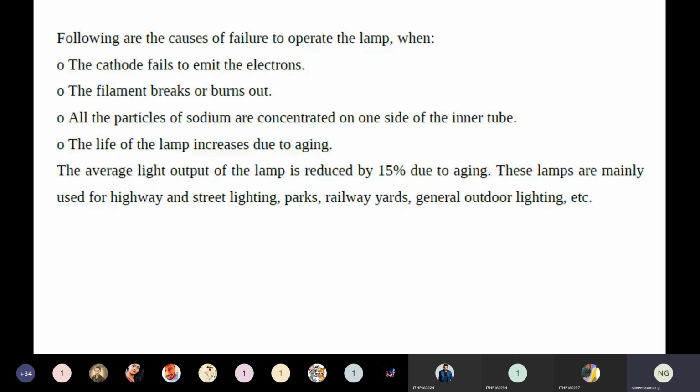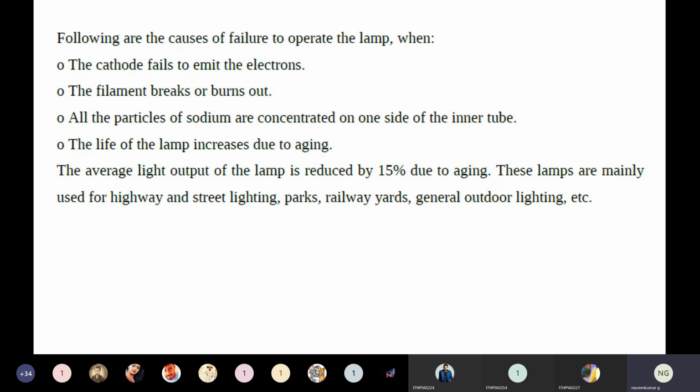You are getting the lamp output properly, otherwise it will fail. And the life of the lamp decreases due to aging. The average light output of the lamp is reduced by 15% on average due to aging. As years go by, the lamp efficiency reduces. So these are all the causes.